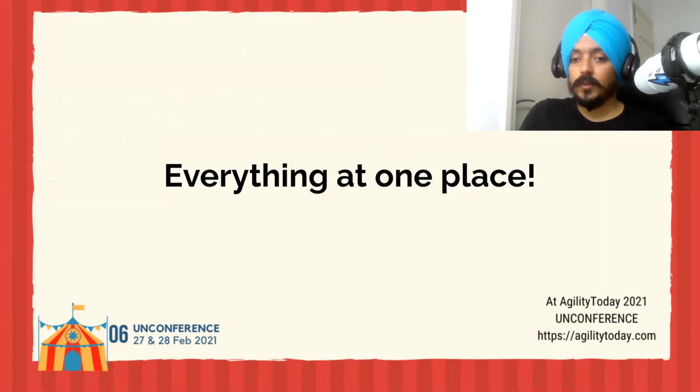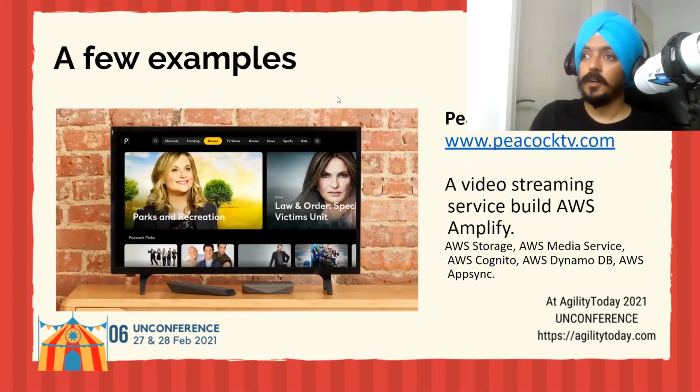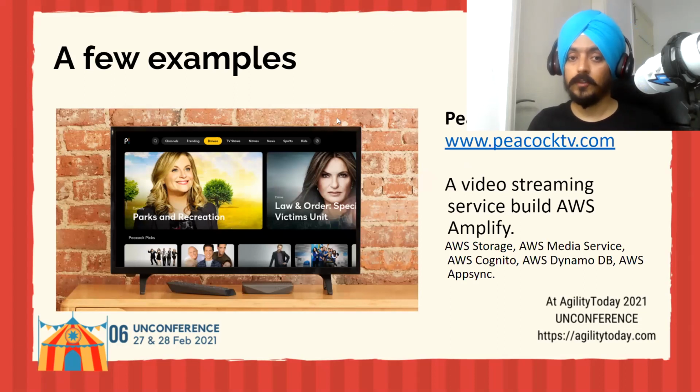Now let's go through some of the websites built with AWS Amplify, which are already in production and have a huge user base. The first one is Peacock TV. It's a live streaming website, similar to Netflix and Amazon Prime that we have in India. This is for the US, and they already have 10 million users subscribed. With that, you can see how scalable AWS Amplify is. Behind the scenes, it uses services like storage, AWS Media Services, Cognito, DynamoDB, AppSync, and many more. And it's already running in production with millions of users.